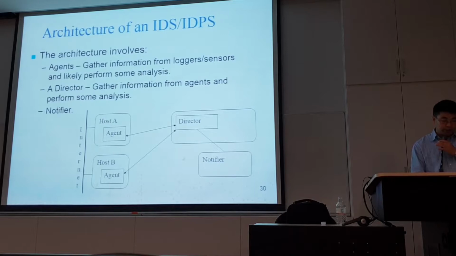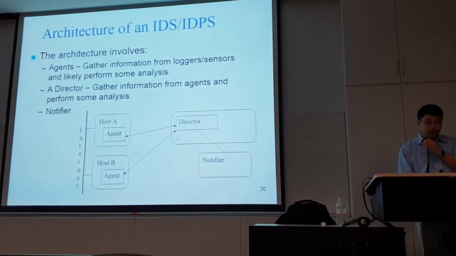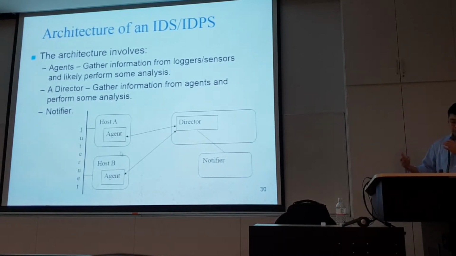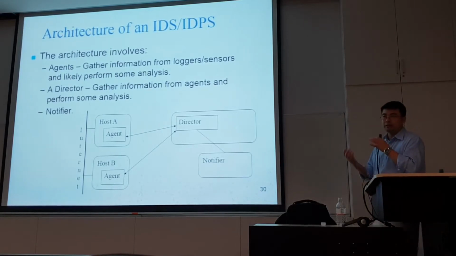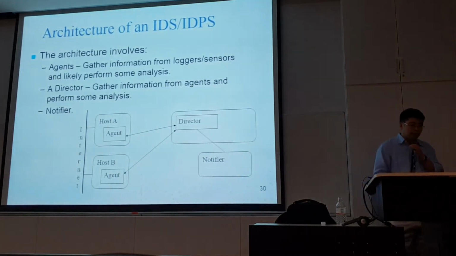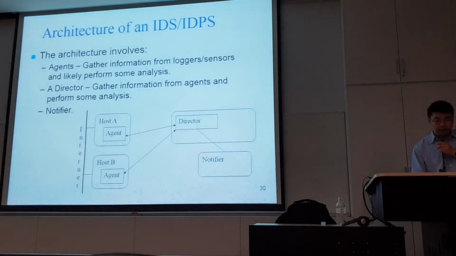So this is the typical architecture of an intrusion detection system. We have the director, which is where we do the analysis. We call this the expert system. And then we have the agents. Agents will collect the data and then send the data to the director. The director will do the analysis, and then the result will be passed to the so-called notifier.